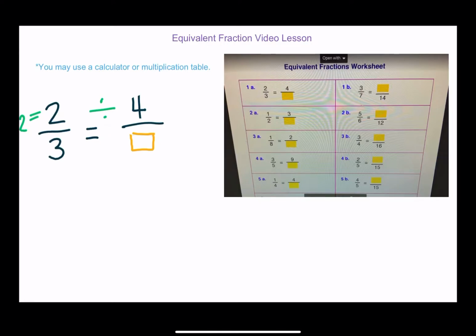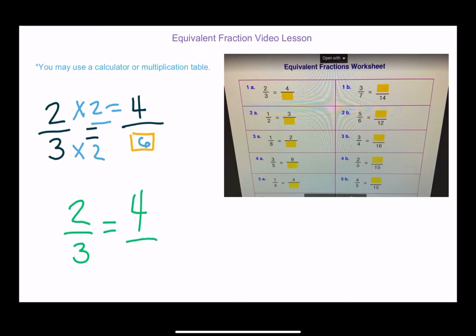Now that we know we multiplied by 2 to get this 4, we need to do it to the denominator as well. So 2 times 2 equals 4. 3 times 2 equals 6. So 2/3 is equal to 4/6. And I would just put a 6 in this box right here.